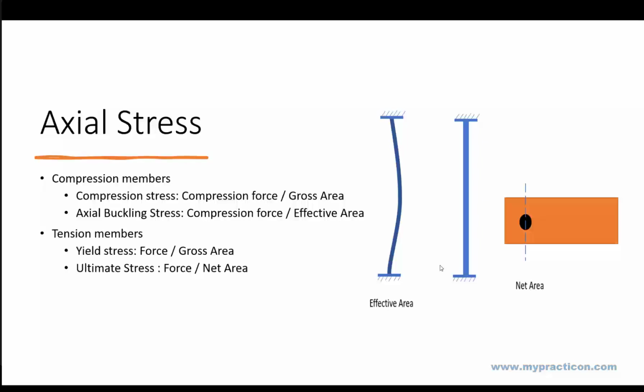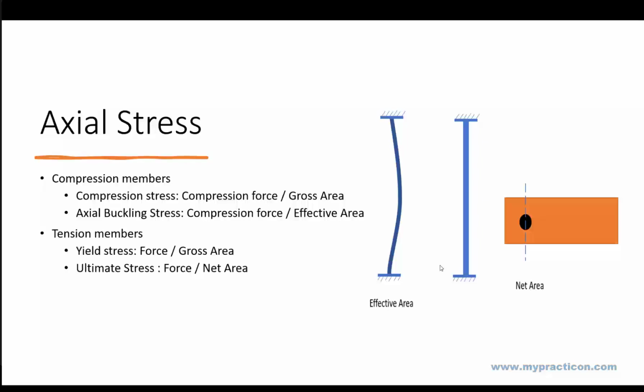What is this buckling and effective area? When the member is buckled, some portion of the element will be inactive. So within the cross section, the inactive areas will be deducted, and the remaining active cross section area will be called the effective area.